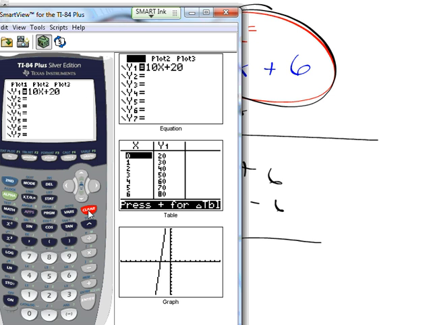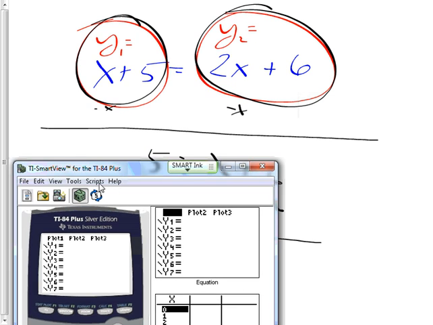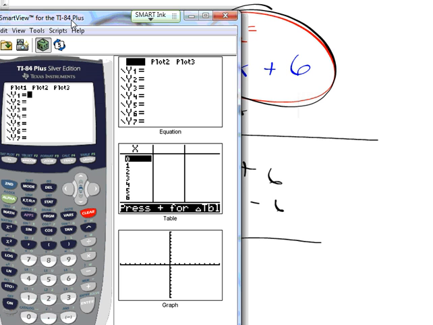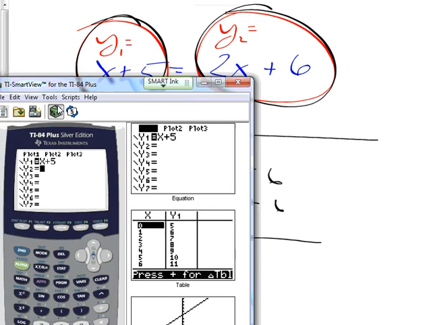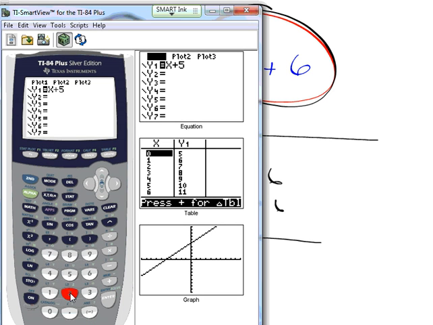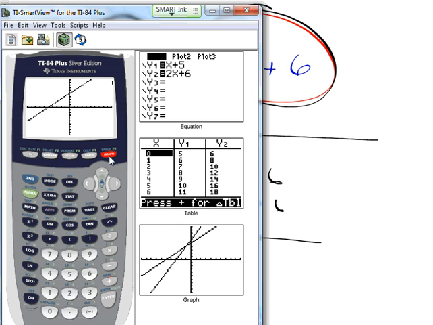So I'm going to clear out the equation I just had in there, and I'm going to type in x plus 5, x plus 5, and on the other one, I'm going to type in 2x plus 6, 2x plus 6, and then I hit graph, and I see where the two lines cross. Now, to know where those two lines cross officially, you need to know how to do what's called intersect. You want to see where they intersect, right? That is on this menu right above graph.